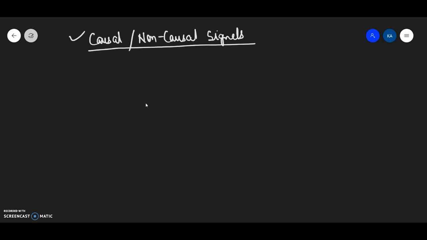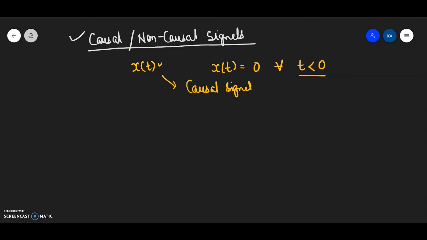The logic says, let me take a continuous time signal x(t). Try to understand the concept. If I'm saying that x(t) is 0 for every t less than 0, that means on the time axis, if I'm moving on the left hand side and I'm getting x(t) equal to 0, then I say that my x(t) is a causal signal. Make a note of it. For t less than 0, if x(t) is 0, then I say that x(t) is a causal signal.